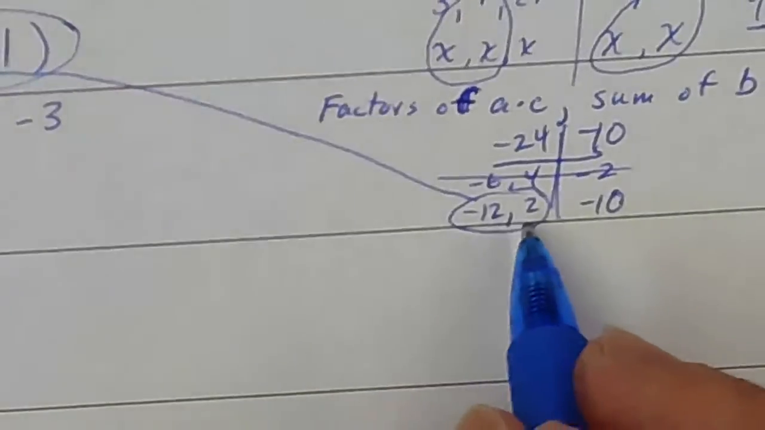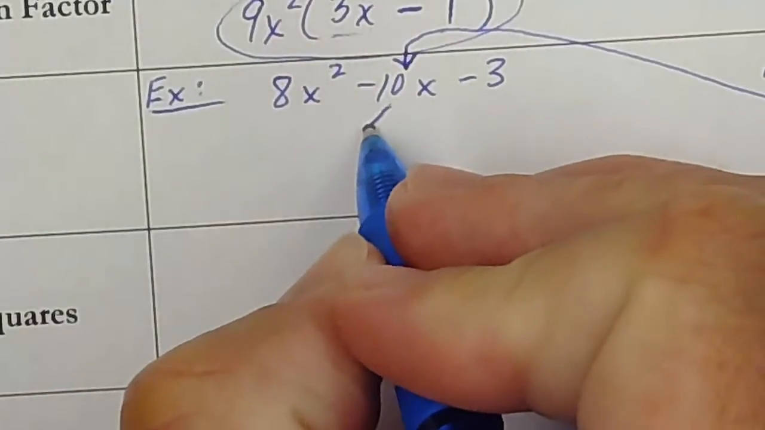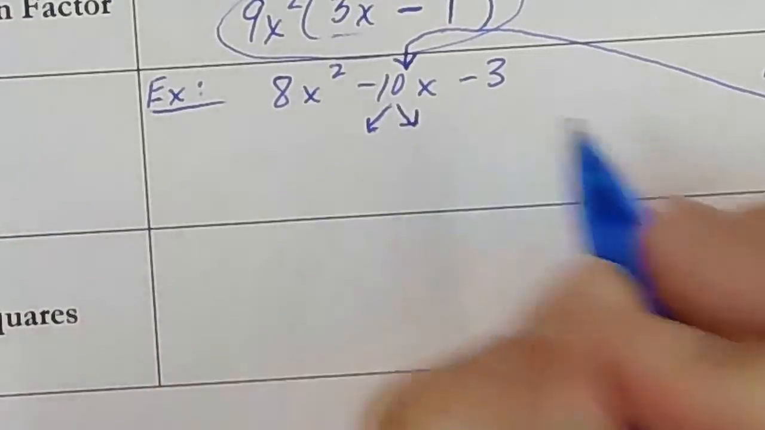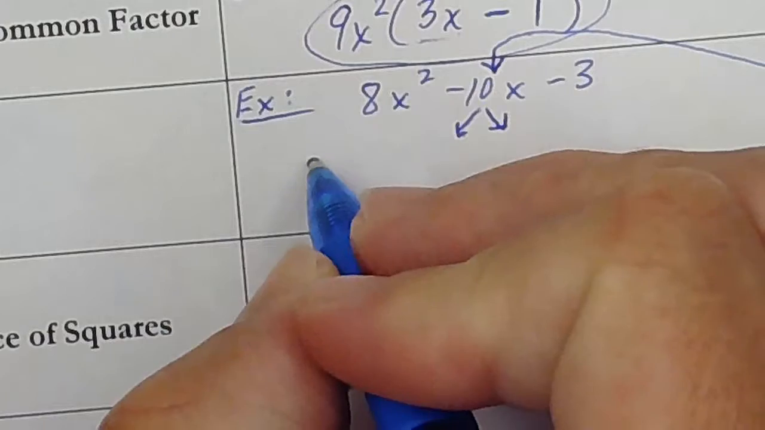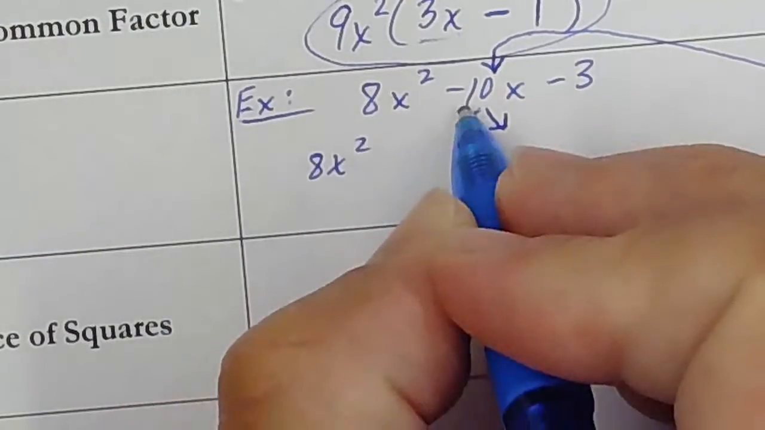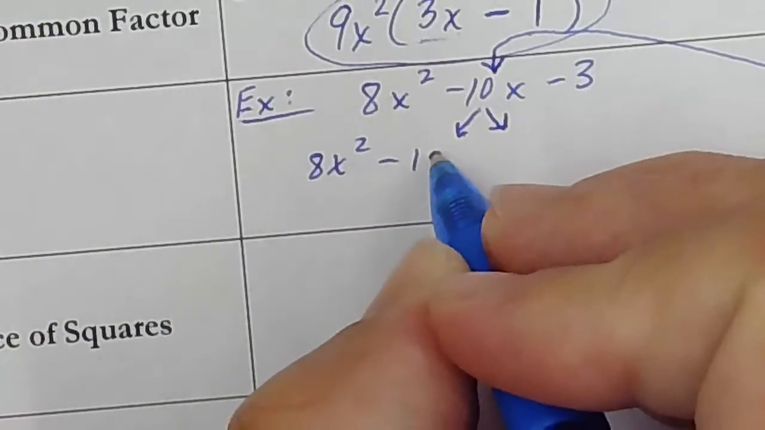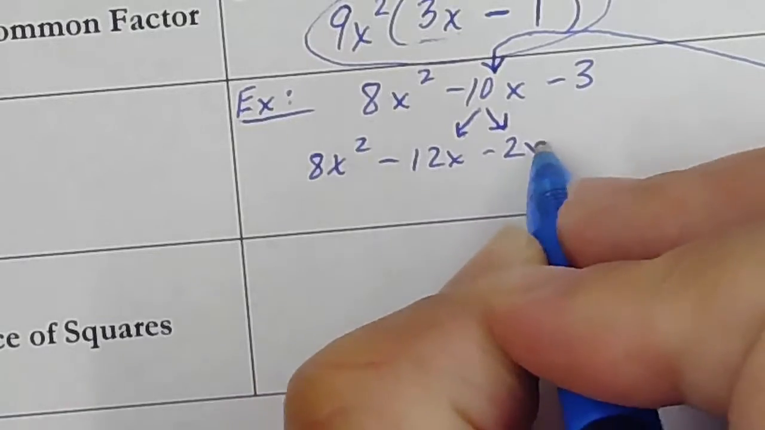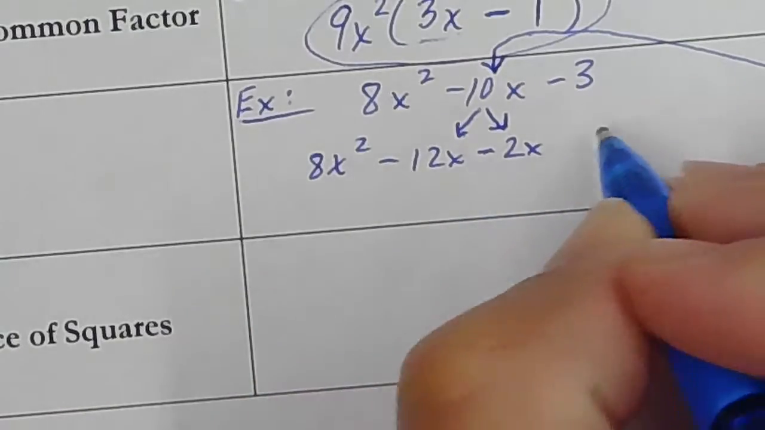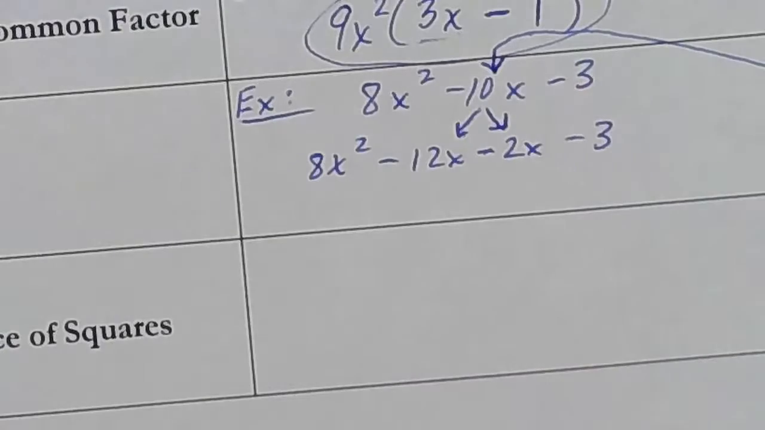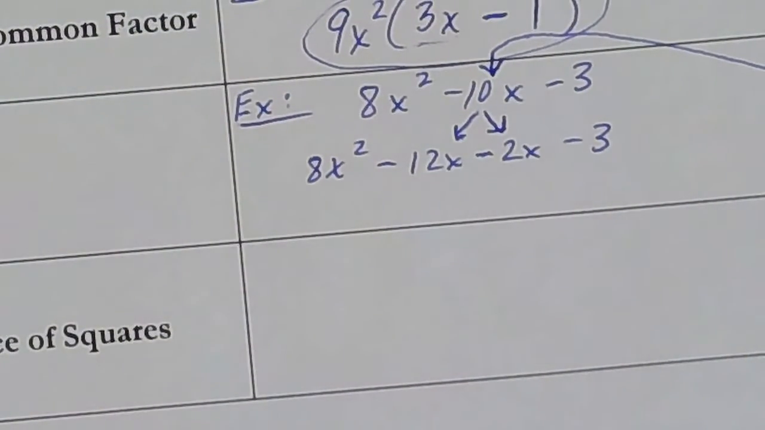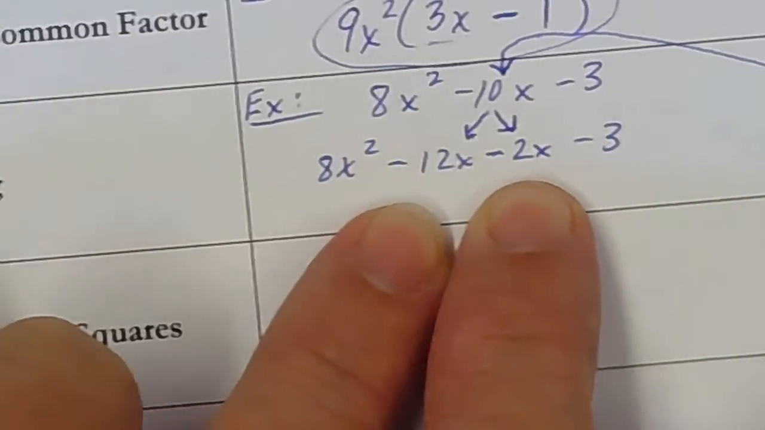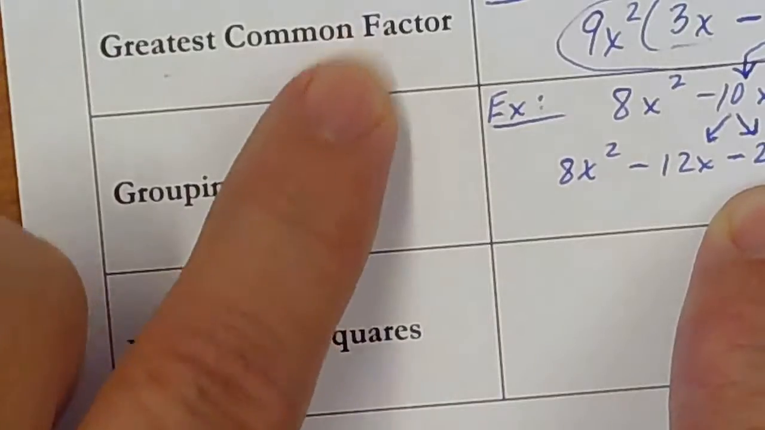Once I find those factors, I'm going to use it to split up my middle term. I'm just going to rewrite it. 8x squared stays the same. So I'm going to write minus 12x minus 2x now, or vice versa. It doesn't matter which one I write first. And then I still have the minus 3. That's kind of the toughest part of the problem, is taking the time to get the right factors and split this up. Because now I'm just going to factor out the GCF out of each group.